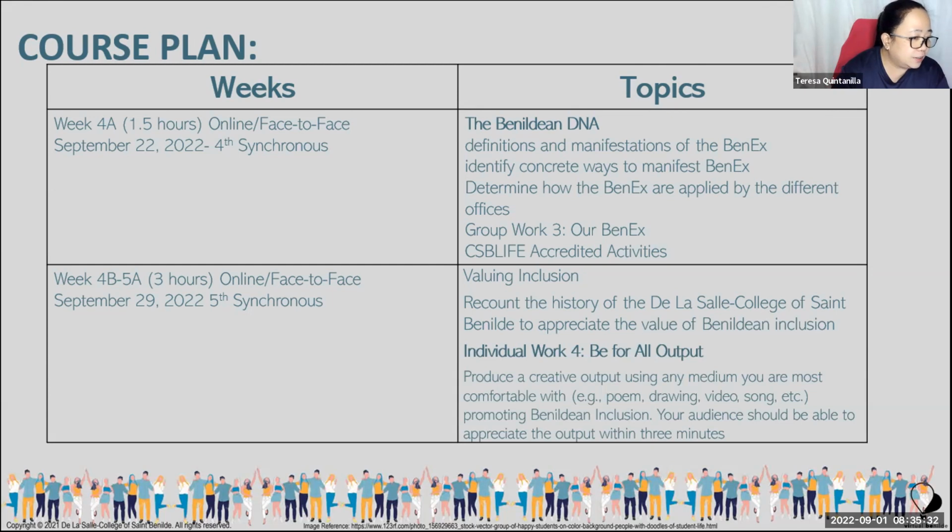Okay, and then for the 4th week, also up to 5th week, this is also about valuing and inclusion. So we're going to recount the history of the De La Salle College of St. Benilde to appreciate the value of the Benildean inclusion. Okay, so there will be an individual work output, and we're going to produce it in either poem, drawing, or video. So it's up to you. Actually, last term, this was part of our 11th week. So now it's on the 4th week.